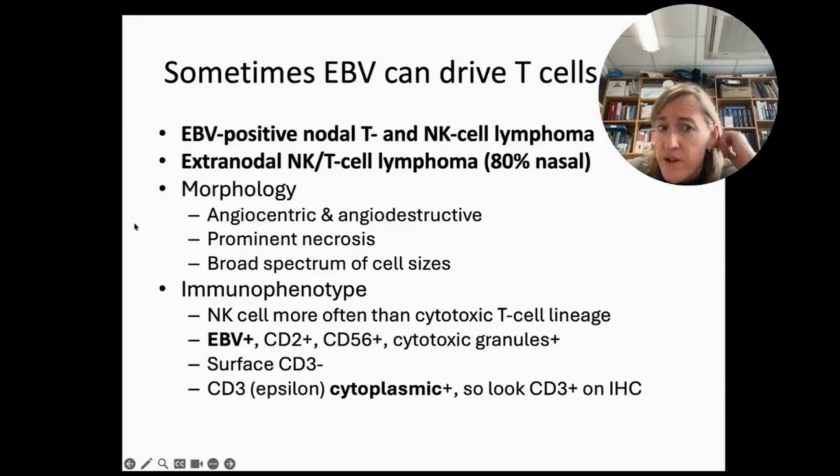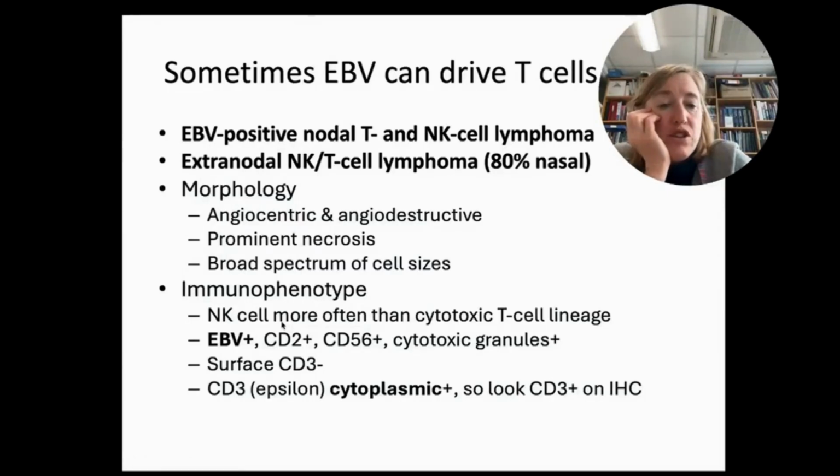More often they've got an NK cell phenotype, but they could also have a cytotoxic T cell phenotype. The critical thing is that they've got EBV in them, and they've got some kind of T cell or NK cell lineage markers. If you do flow cytometry on them, which we often don't because they're usually in solid specimens, they have no CD3 on their surface, but it's all cytoplasmic. From our point of view as pathologists, they look CD3 positive, but if somebody looked at them with flow cytometry, they'd assume they were negative.